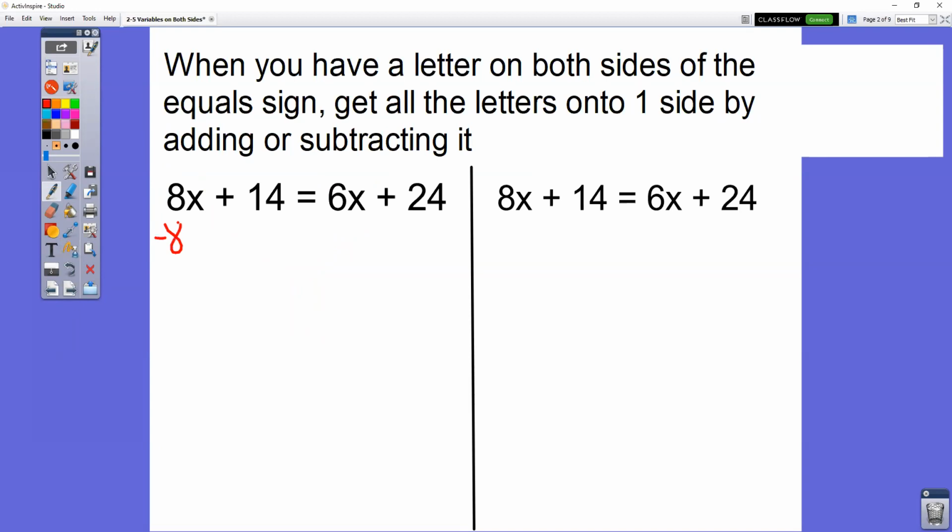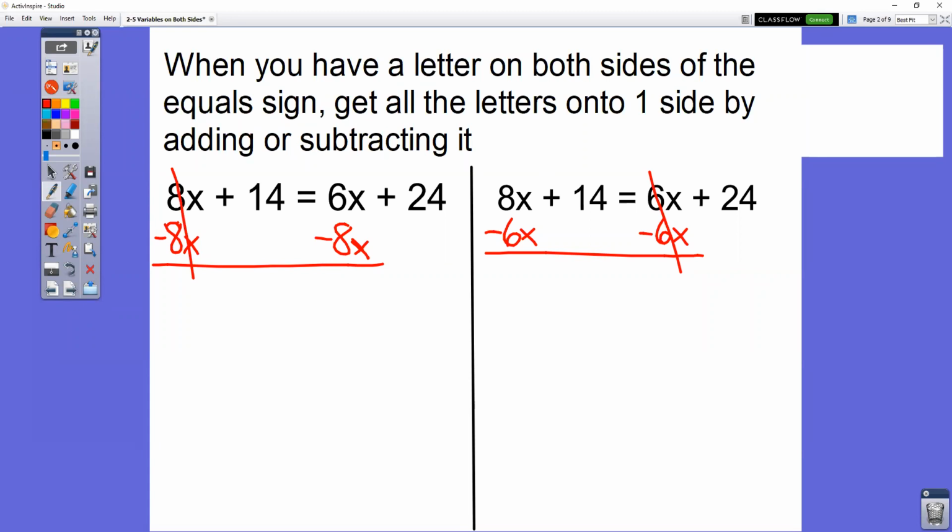You could, if you wanted to, subtract 8x from both sides. Or you do have your choice. You could subtract 6x from both sides, all right? That way, we're trying to get the letters all on one side. It doesn't matter which way you do it. However, I would always use the smaller of the two letters. You'll work with less negatives that way if you choose to work with the smaller of the two letters.